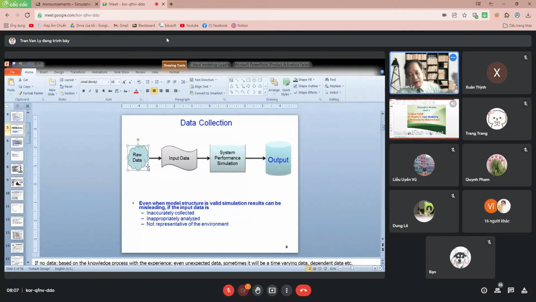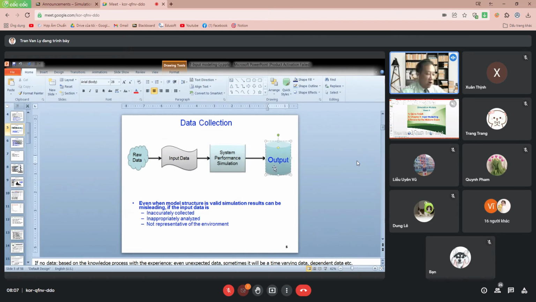To draw data, you have to collect data. Data collection is a critical step for your model. From that, we do system performance simulation, and we have the outputs.